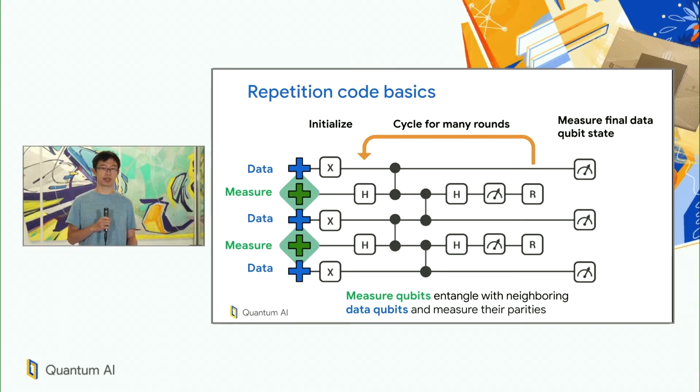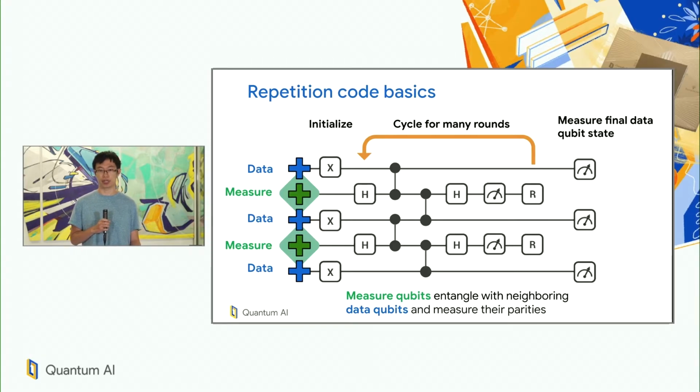What it does is it maps the parity of 2 of the data qubits onto one of the measure qubits. And then we read the state of the measure qubit out. We do the stabilizer circuit many times over many rounds. And then finally, at the end, we measure the final state of the data qubits, apply some corrections, and compare it to what we initialized.